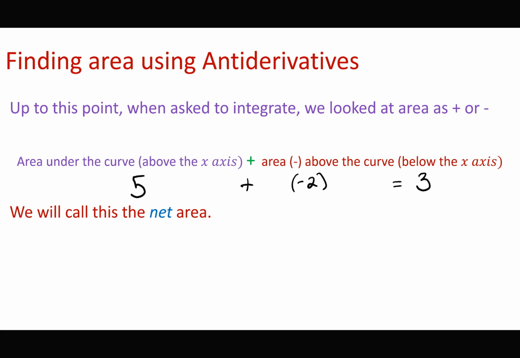So this is what an integral gives us. If you simply type in your integral from 1 to 100 in your calculator, it's going to take everything above, everything below, combine it together and spit out one number.